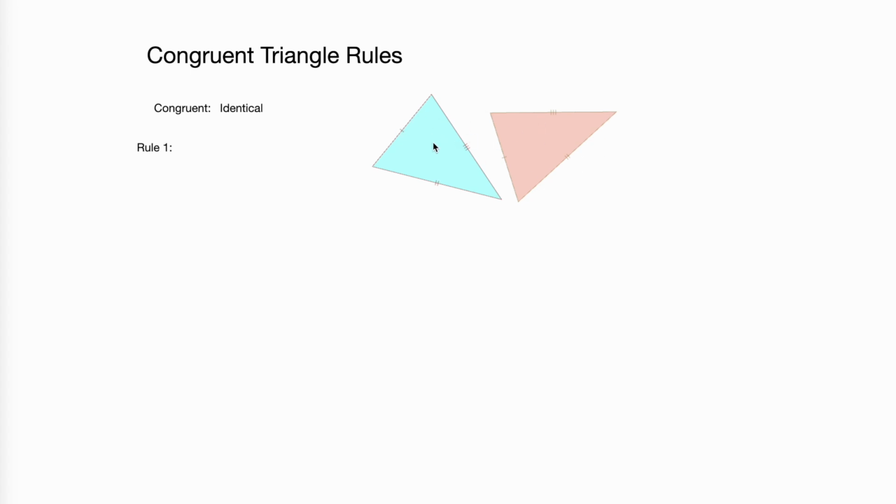The reason we can say they're identical is that the sides are all identical. So it's called side, side, side, or SSS, and that stands for side, side, side. This side is the same as that side, and this side is the same as that side, and the third side is the same as the third side. So if all three sides are congruent, then we can say that the triangles are congruent.